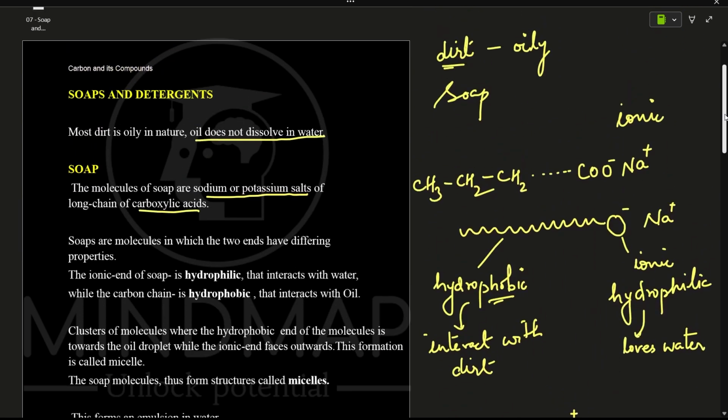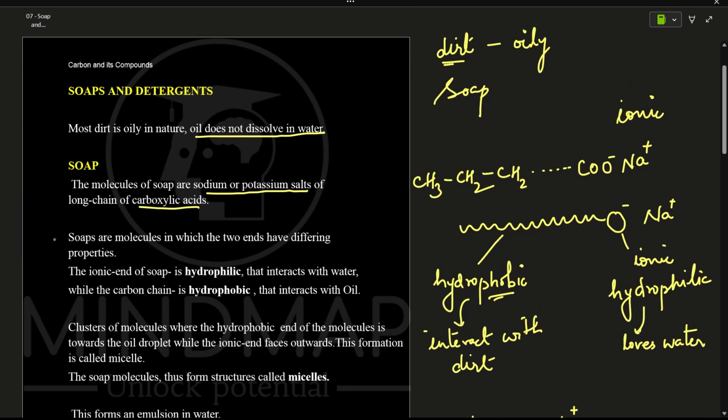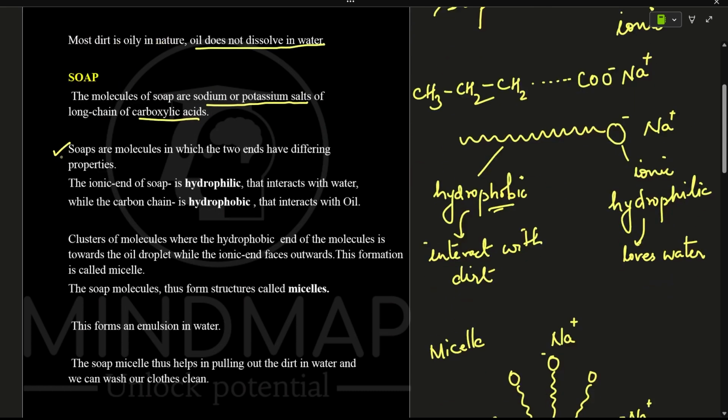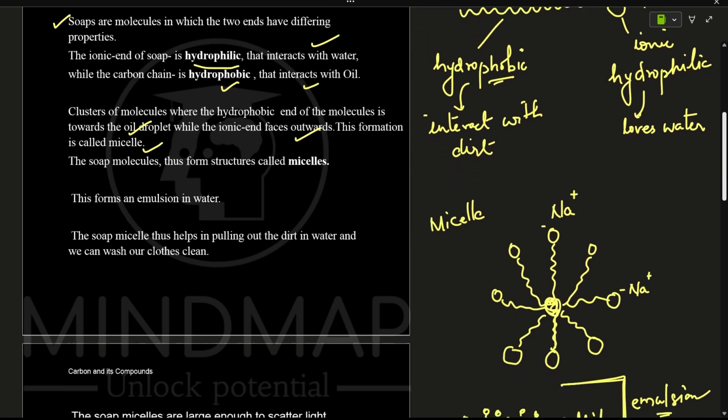Okay, so let's see. Soaps are molecules in which the two ends have different properties. The ionic end of the soap is hydrophilic and interacts with the water, while the carbon chain is hydrophobic and interacts with the oil. Clusters of molecules where the hydrophobic end is towards the oil droplet, while the ionic end faces outwards, this formation is called a micelle. The soap molecules thus form the structure called micelle.